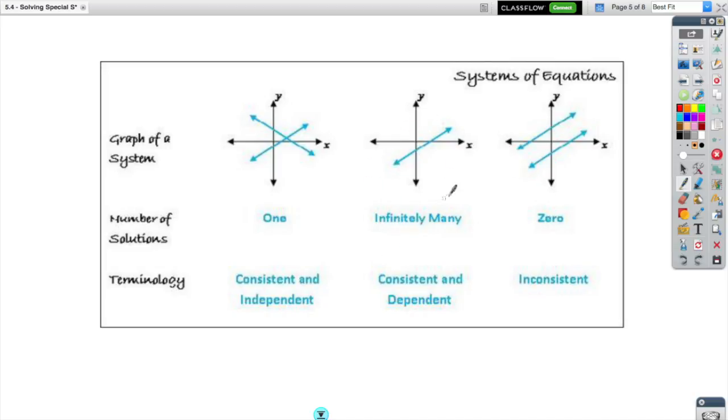You might get this situation where we get the two lines on top of each other, and like we talked about, there's just all these different intersection points, and there's infinitely many points of intersection, infinitely many solutions. And this you might see referred to as consistent and dependent. Or we get no solutions, zero solutions, two parallel lines, which is called inconsistent.